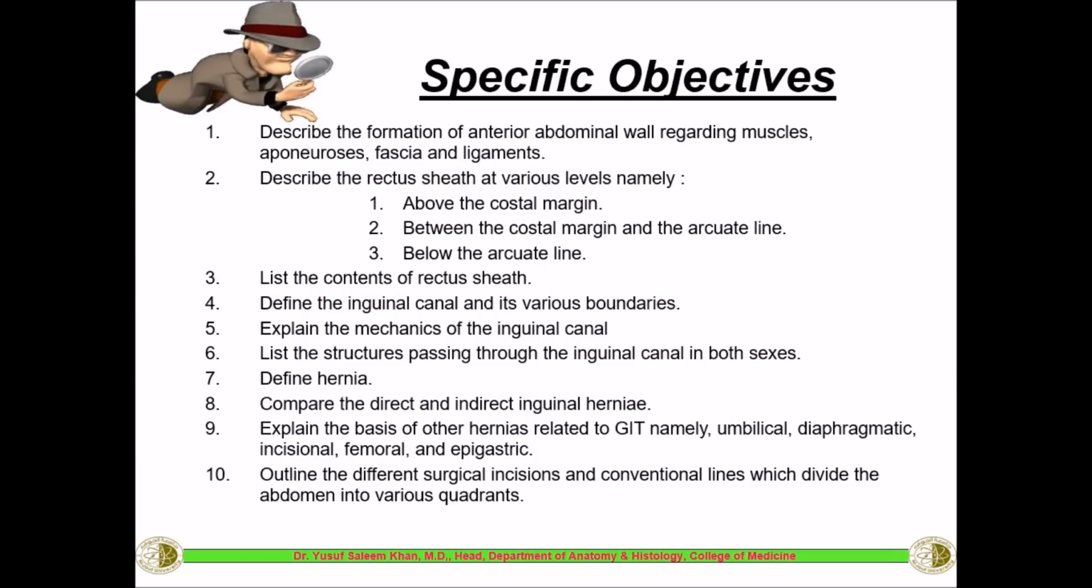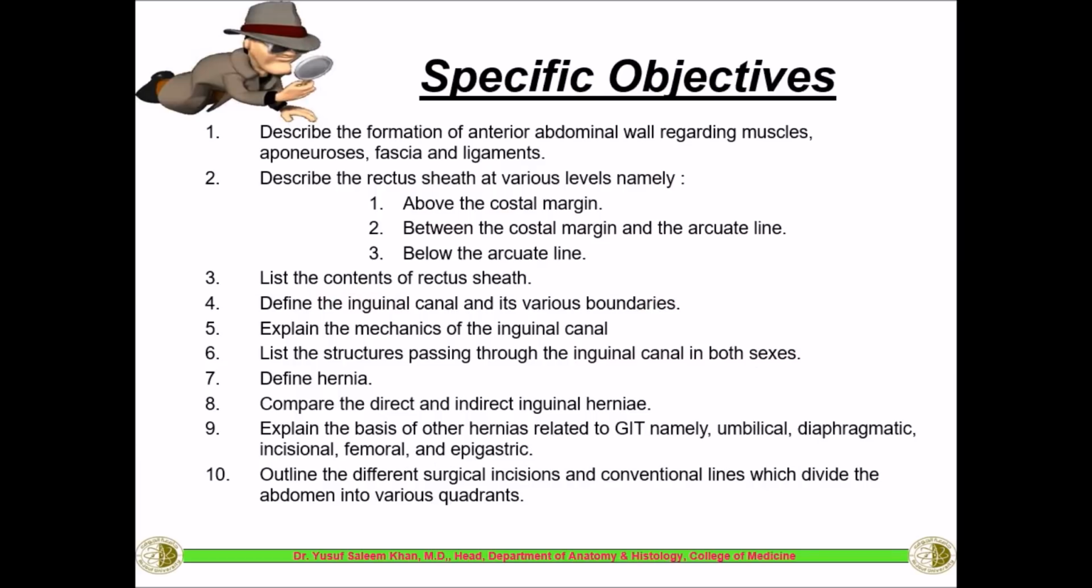The third is list the contents of the rectus sheath. Fourth is define the inguinal canal and its various boundaries. Next is explain the mechanics of the inguinal canal. The sixth is list the structures passing through inguinal canal in both male and female. Seven is define hernia. Eight is compare the direct and indirect inguinal hernia.